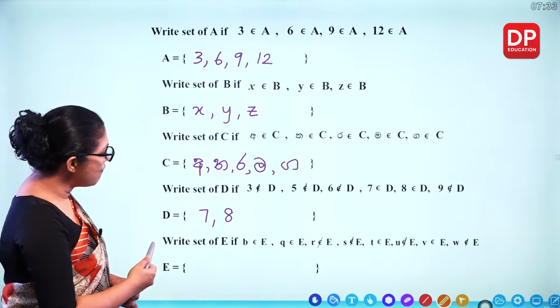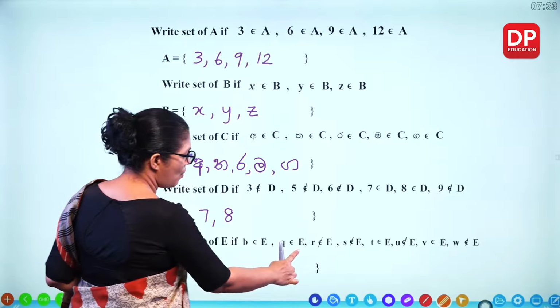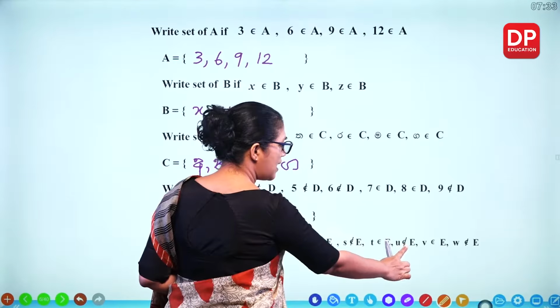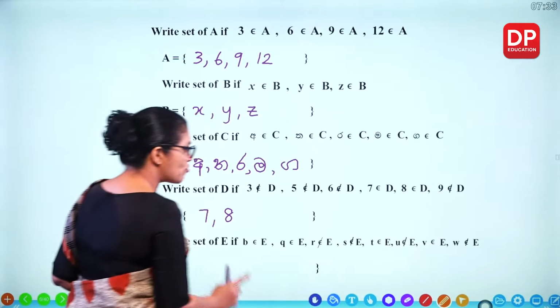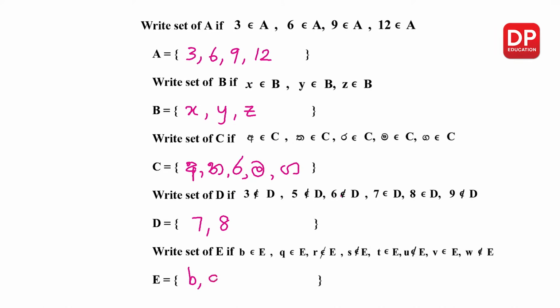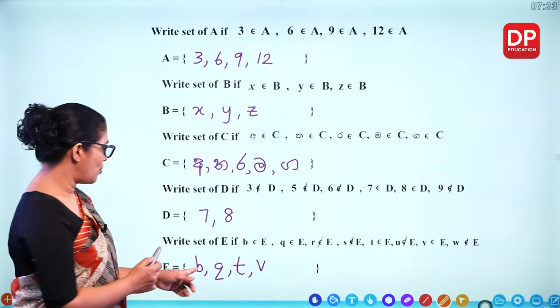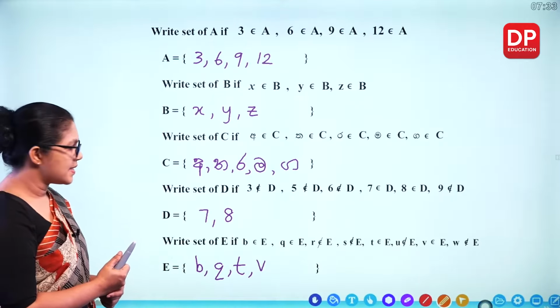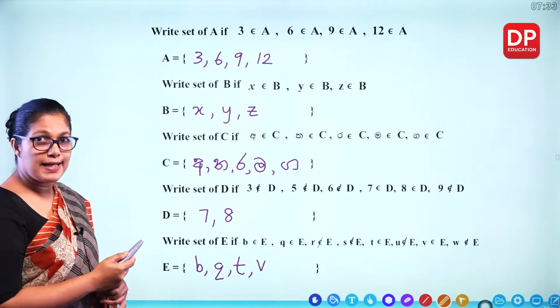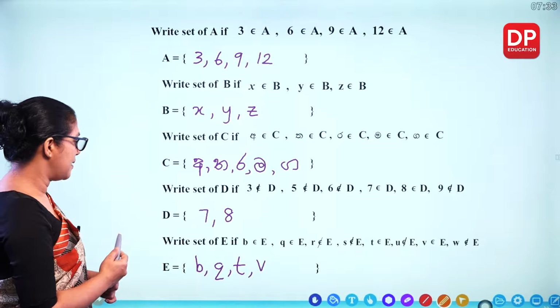Write the set E if B is an element, Q is an element, but R is not, S is not, T is an element, U is not an element, V is an element, W is not an element. So what are the elements? B, Q, T, U is not, V, and W is not. So only these 4 elements. When you write elements, you put a comma in between, and we don't repeat the elements inside a set.